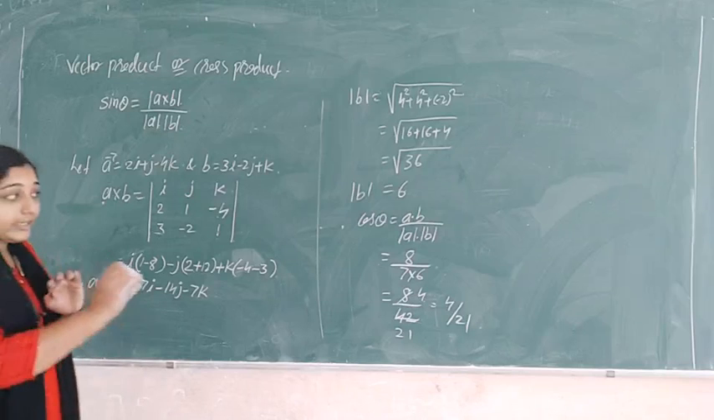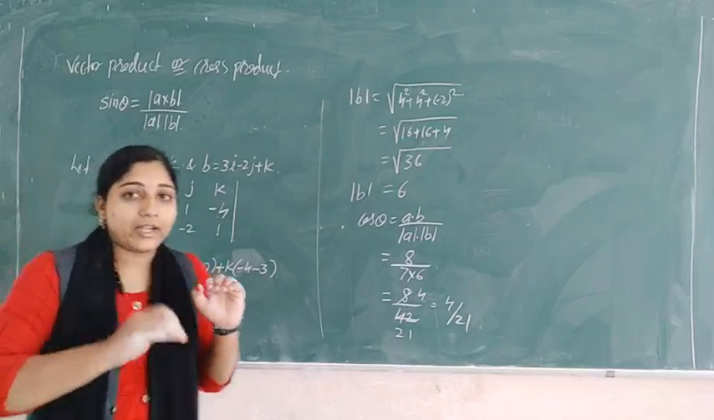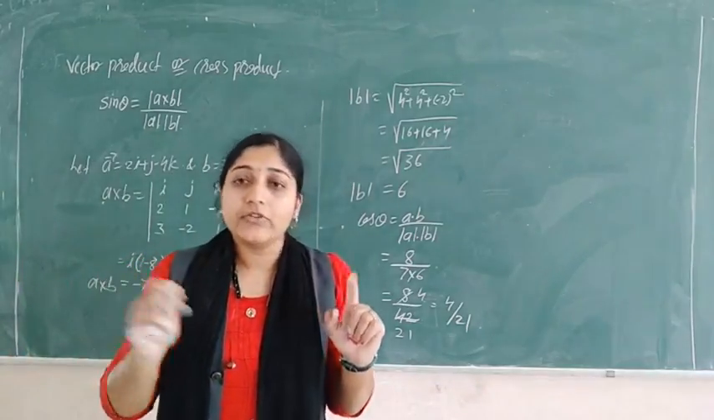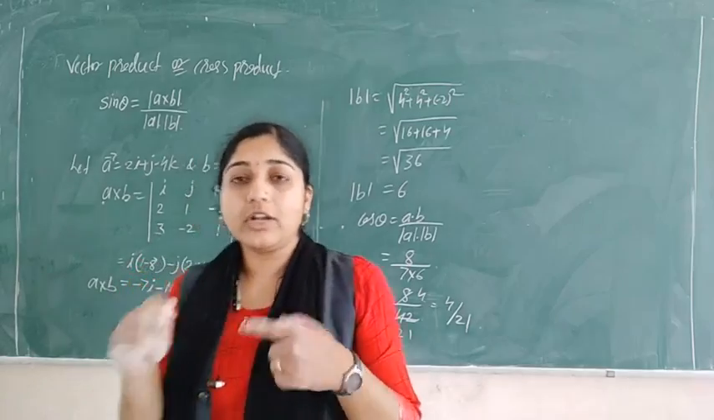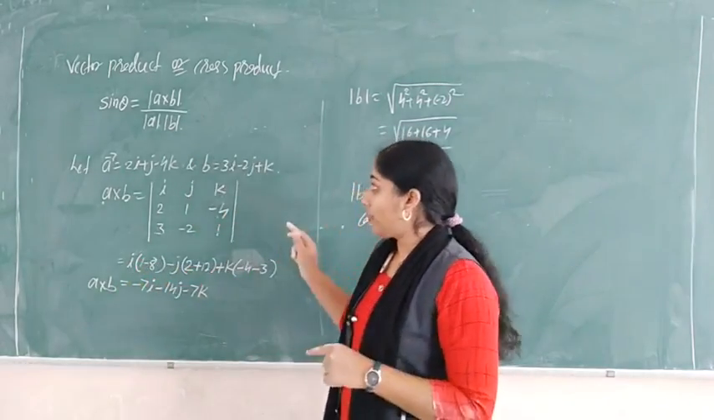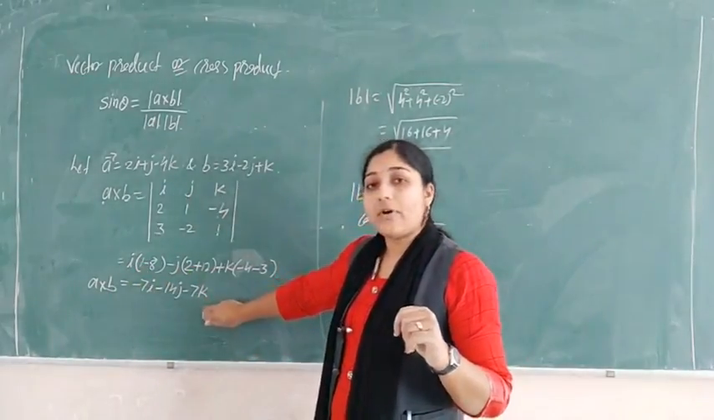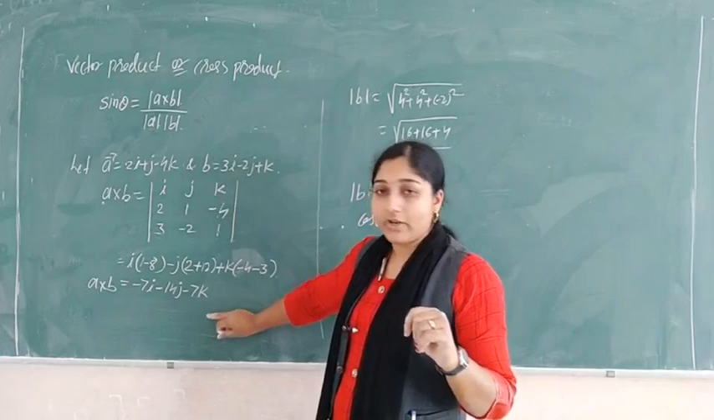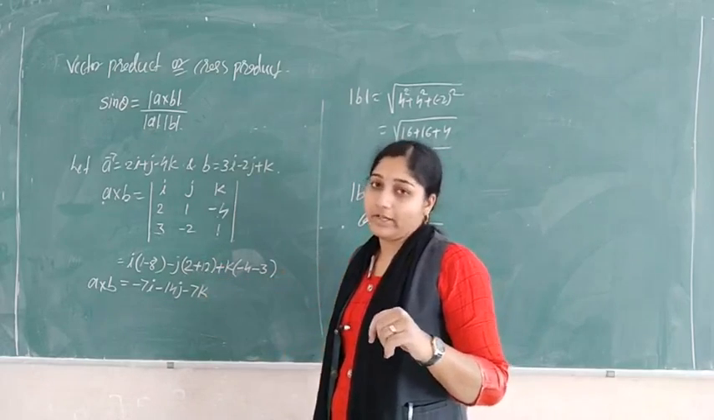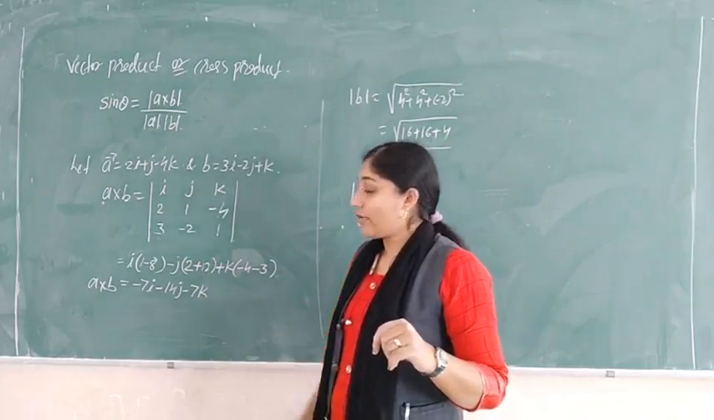See, in the dot product, if you find the value of A dot B, you will get a particular number, only one number. But in the cross product, if you find A cross B, then you will get a vector again. It is not a particular number, it is in the form of a vector only. So this is A cross B.